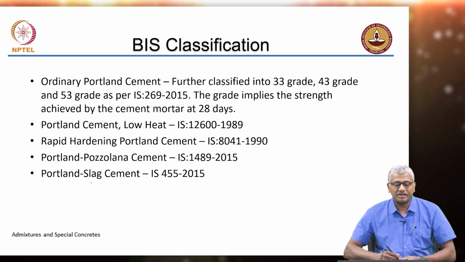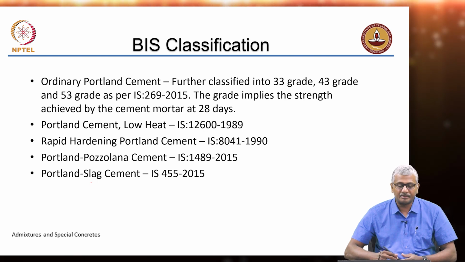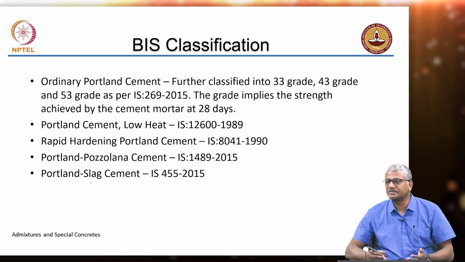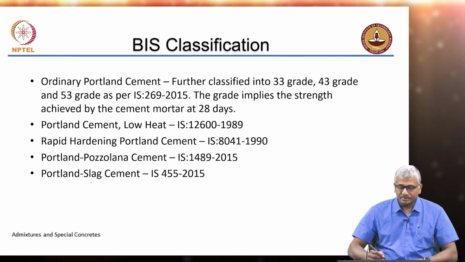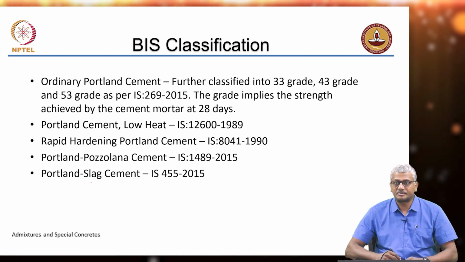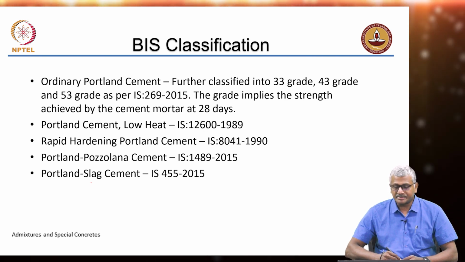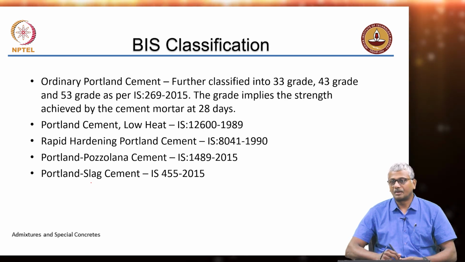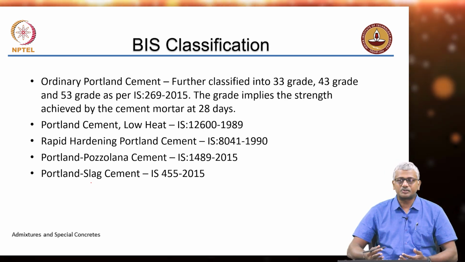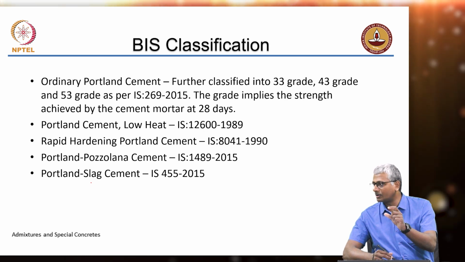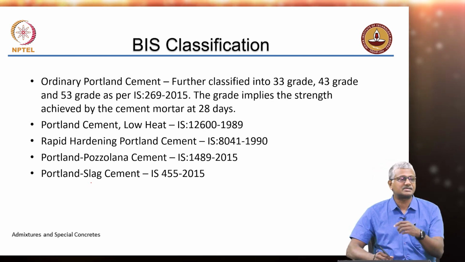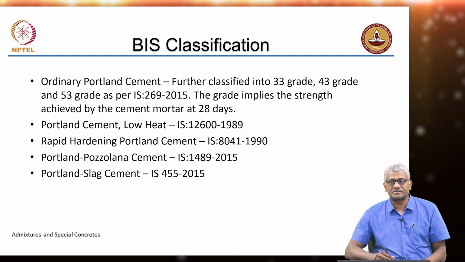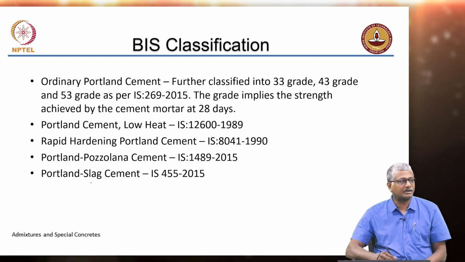BIS, again, as I said, we have a similar classification. We have general purpose cement or ordinary Portland cement. The only difference is our ordinary Portland cement we further divide into strength classes 33, 43 and 53 grade cement. Okay. And here this grade simply implies the strength achieved by the cement mortar. What type of cement mortar? It has to have a certain specified water content that is determined from the consistency of the cement. Okay. If you remember your testing of the cement that you may have performed during your undergrad days.